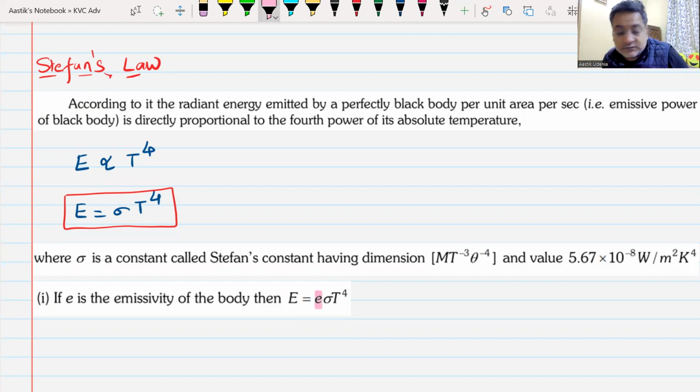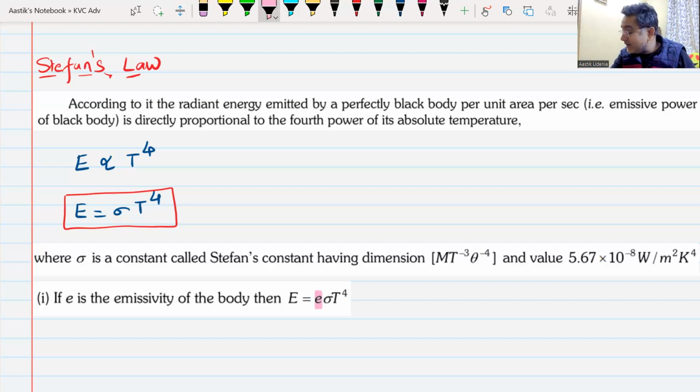Emissivity. Thank God. Emissivity is written in the statement. That is why you remember. Small e is emissivity. Capital E is emissive power. Now, this is the energy or radiations or thermal energy emitted per unit area, per unit time.